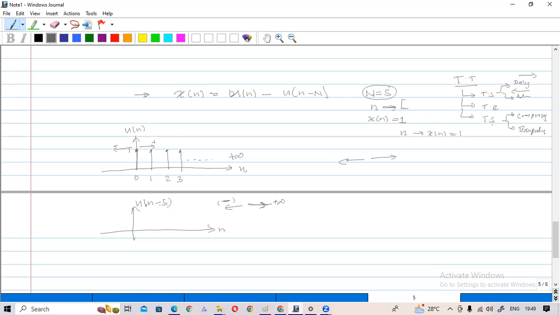Now we are using the time shifting property. So n minus 5 means it is shifting to this way or this way.